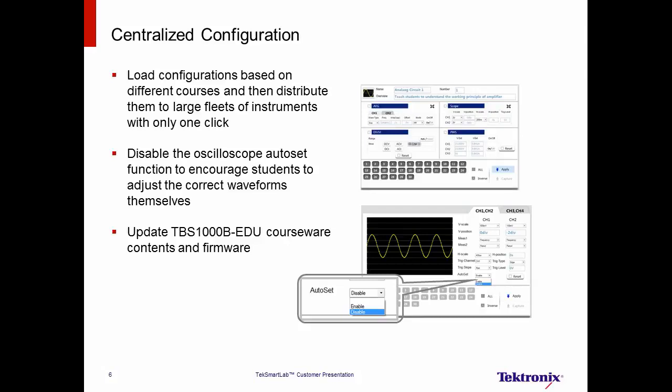Even the auto-set function of an oscilloscope can be disabled, so students have to learn how to manually adjust the oscilloscope to display the correct waveform. And when the TBS 1000B EDU series oscilloscopes are connected to the system, the courseware contents as well as the instrument's firmware can be updated remotely.